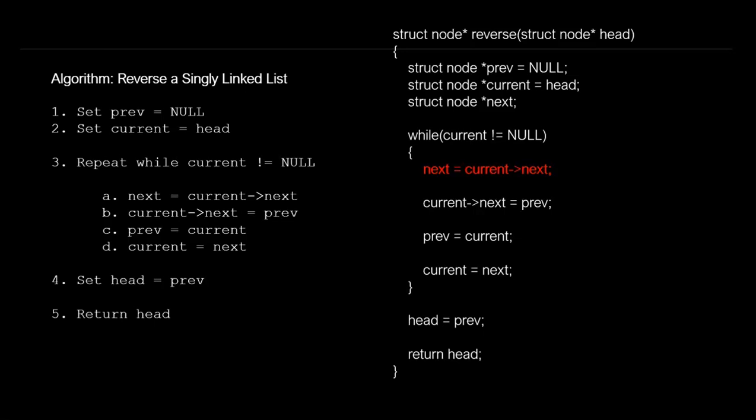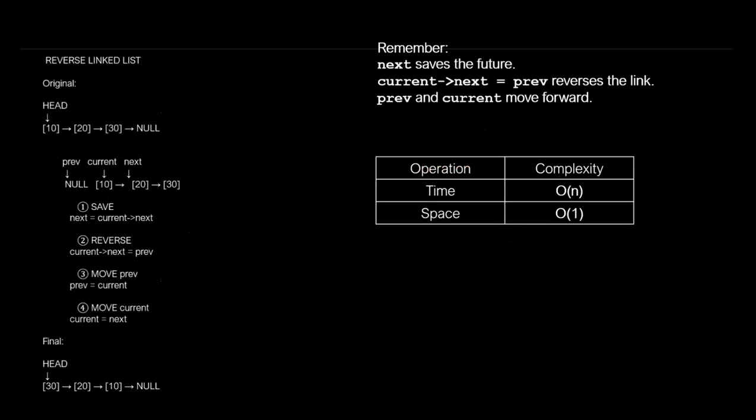Look at the C code. You declare the 3 pointers, then you use a while loop. This means we continue processing nodes until current reaches the end. Look at the statement, next is equal to current's next. This is the most important point. You have to definitely understand the core logic here. Notice that the 4 statements inside the while loop are exactly the 4 steps we have learned earlier, is it not?